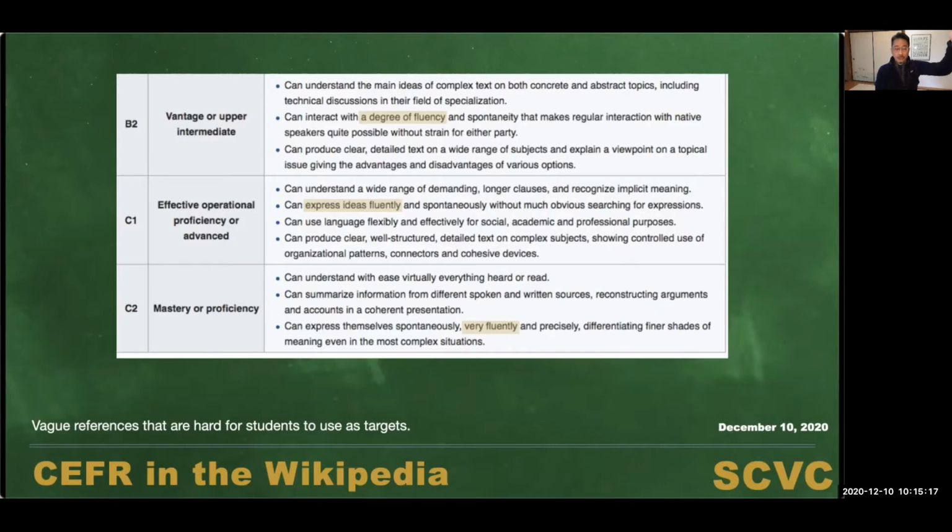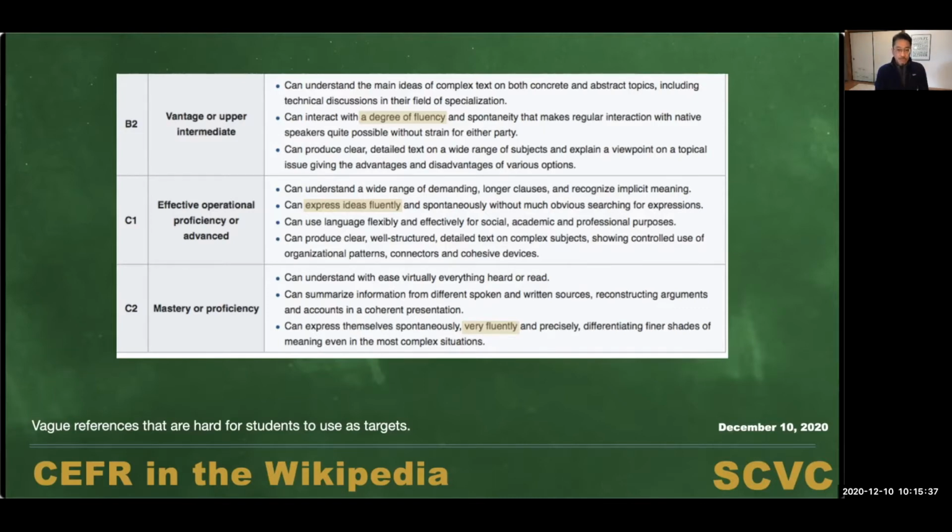A1 and A2 and B1 are not included in here because they don't even discuss fluency. The idea of fluency, according to the CEFR, begins to become an important concept only in the last three levels of how fluency is approached in language learning.